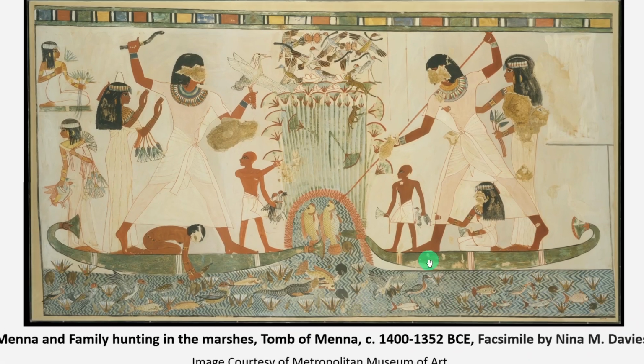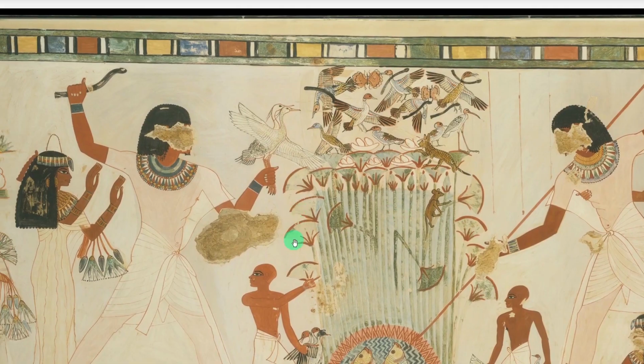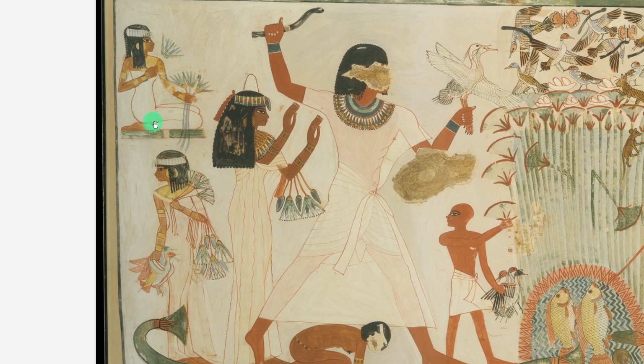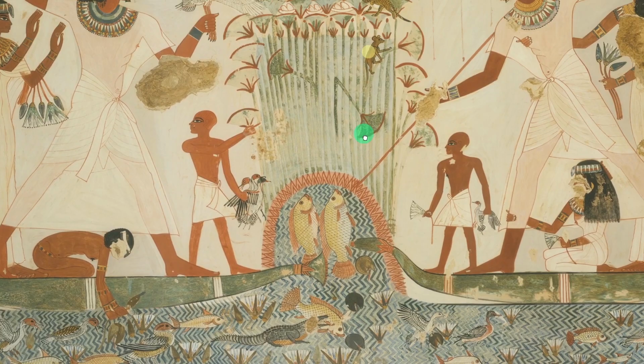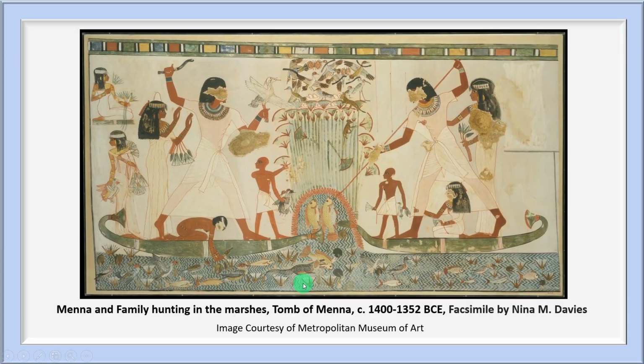Again, here we have lots of lotuses here, here, and in the marshes all over here. This is basically a tomb painting, Mena and family hunting in the marshes, Tomb of Mena. It's a facsimile by Nina M. Davies. Nina M. Davies was an Egyptologist as well as an illustrator. She has illustrated various Egyptian tomb paintings, and they are published in a book. The link I'm going to include in the description box in case you are interested in looking at it.